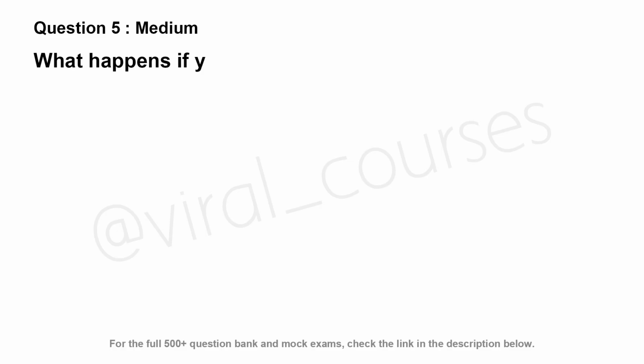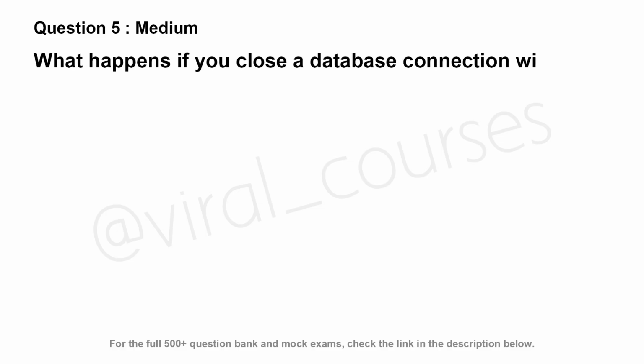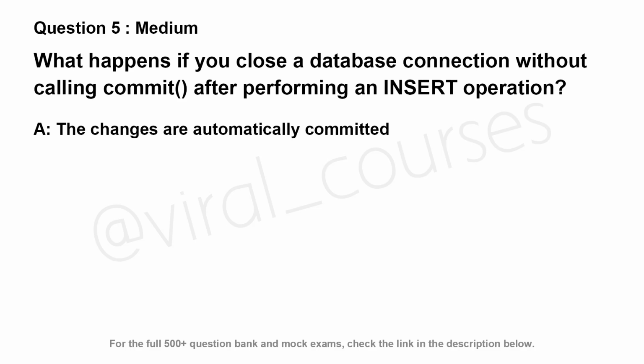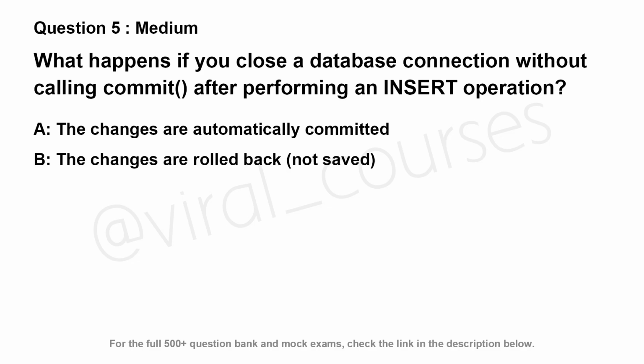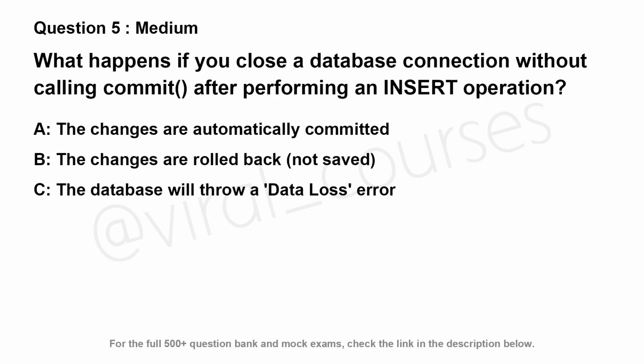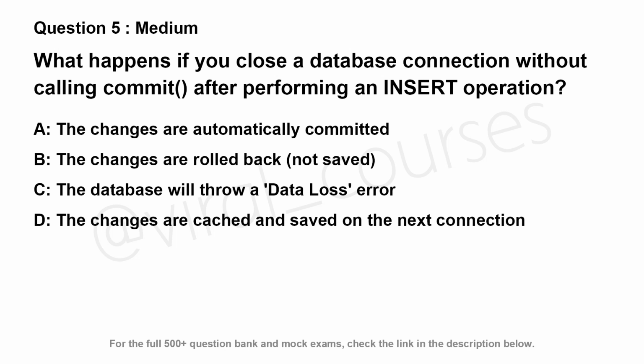What happens if you close a database connection without calling commit after performing an insert operation? Option A. The changes are automatically committed. Option B. The changes are rolled back, not saved. Option C. The database will throw a data loss error. Option D. The changes are cached and saved on the next connection.